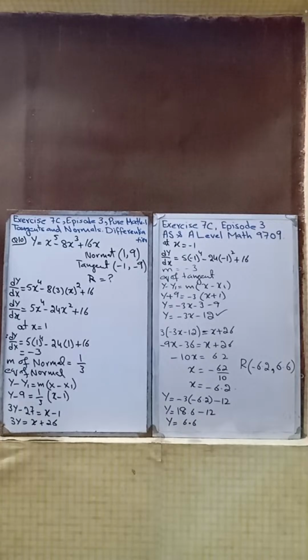You see, the equation of a curve is given. They told us that the normal at the point 1, 9 and the tangent at the point minus 1, minus 9 intersect each other at the point R. So we have to find the coordinates of the point R. Very simple: we differentiated, then we found the equation of the normal, then the equation of the tangent, and then we solved them simultaneously to find the point of intersection of those two lines. So the coordinates of R are minus 6.2, 6.6. The answer is correct.